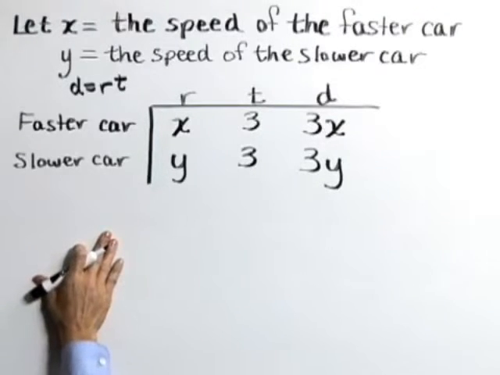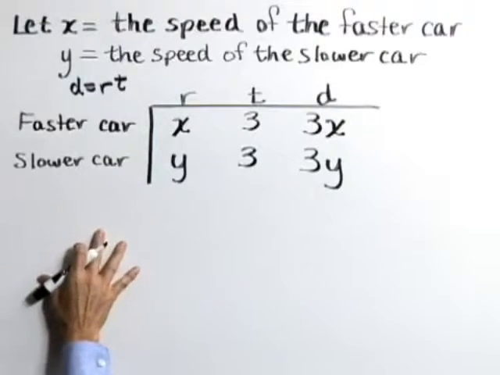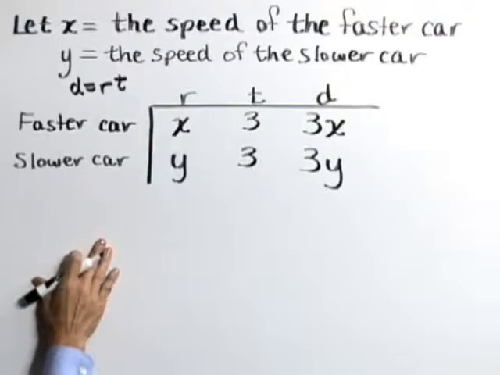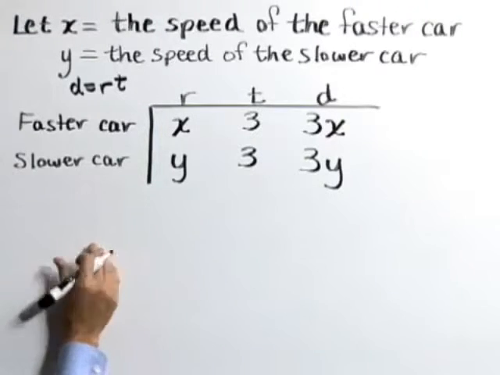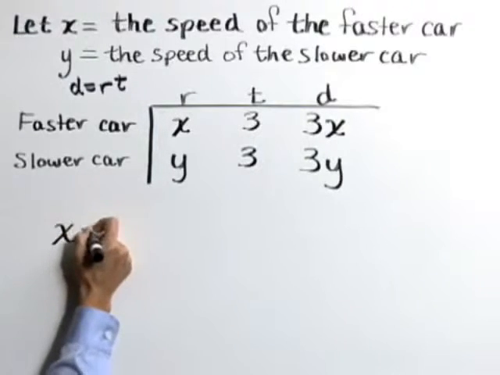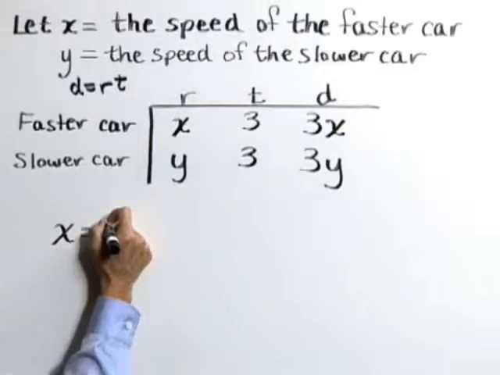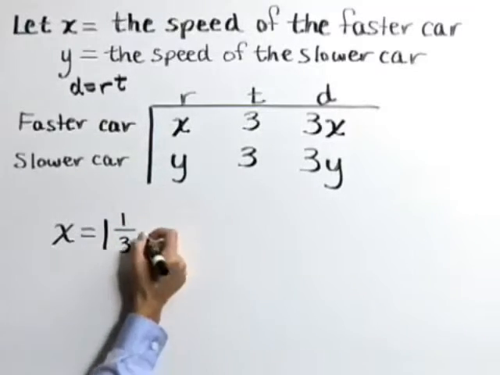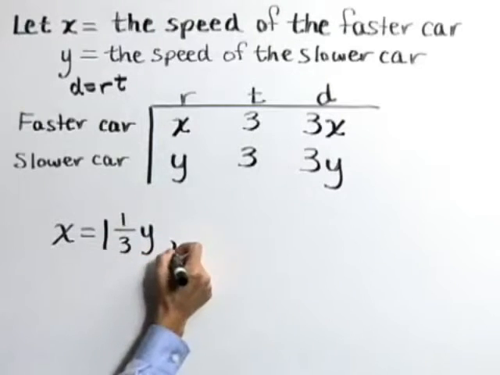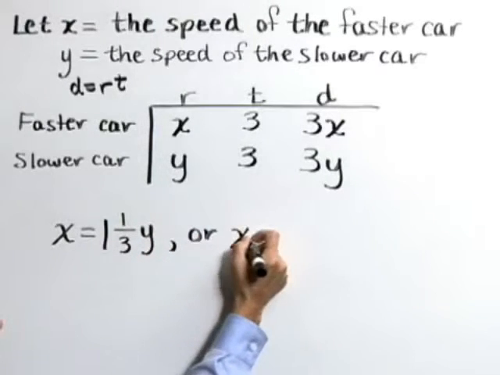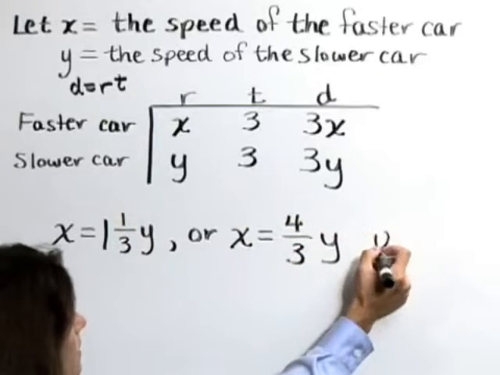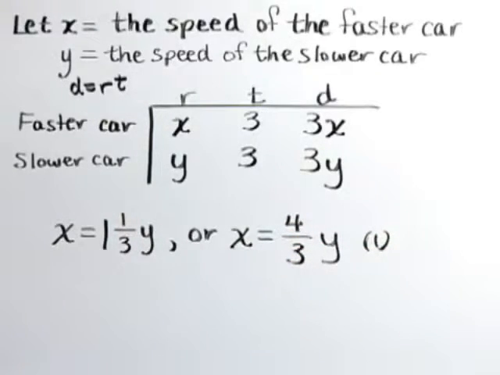We're told that the two cars leave and travel in the same direction, and that one car travels 1 1/3 times as fast as the other. Now x is the faster car, so it is the one that is traveling more than one time. That is 1 1/3 times faster than y. Or we can write that as x = 4/3 y as our first equation.